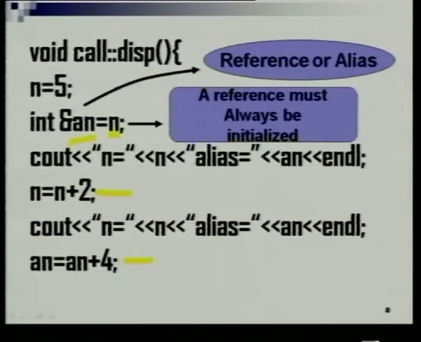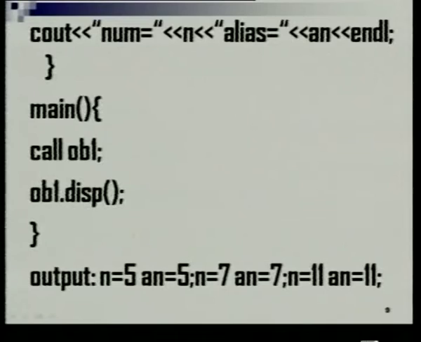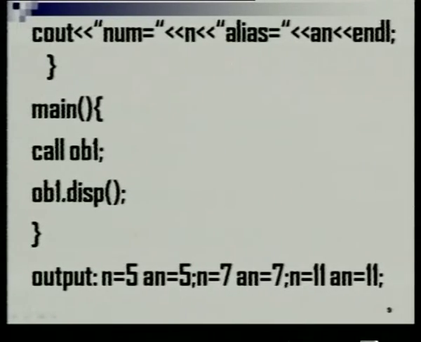So, first the value displayed should be 5, after it is incremented by 2 it should become 7, and when it is incremented by 4 it should become 11. So, if this is the output, then our program execution is perfectly correct. Now next we are displaying the value of num as n and the value of the alias as an. From the main function now we will call all these functions and see whether the values are displayed correctly.